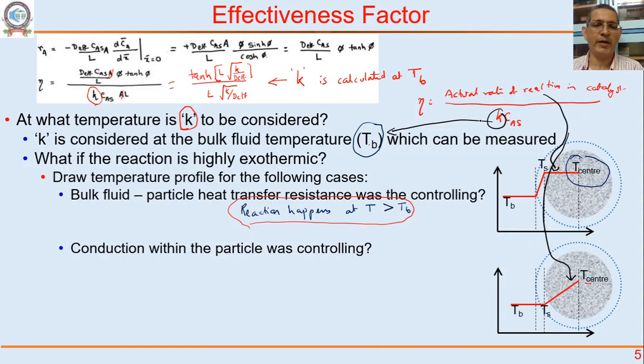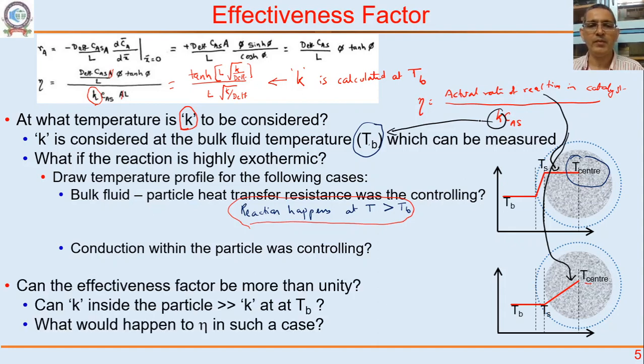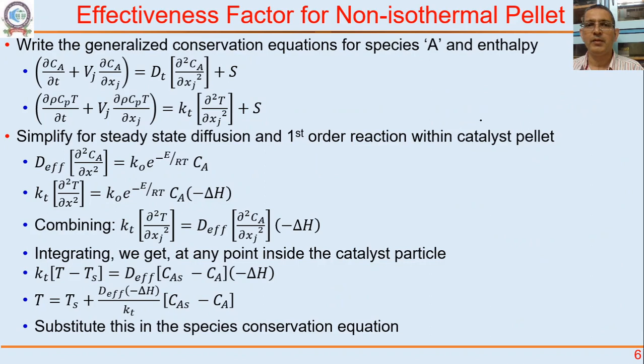Let's try to quantify. If you write the generalized conservation equation for species A and enthalpy, these are the two equations that you will get. You've done this in transport phenomena, right? This is the source term, sink term for A, source term, sink term for energy.